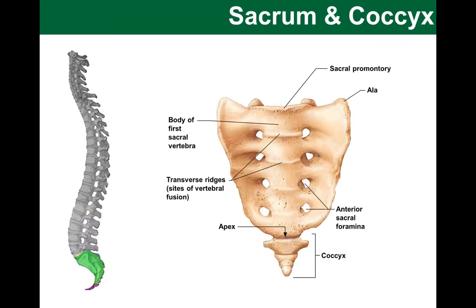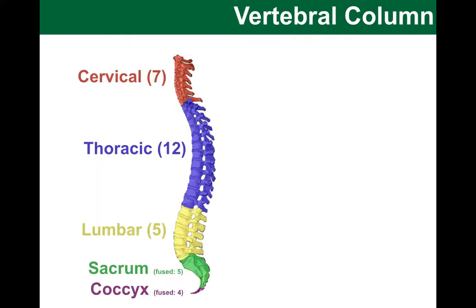Finally, we have sacrum, which is fused from 5 bones, and coccyx, which is tailbone. It really has little function these days. You can consider it largely as an evolutionary remain. So there we have it, our full vertebral column.